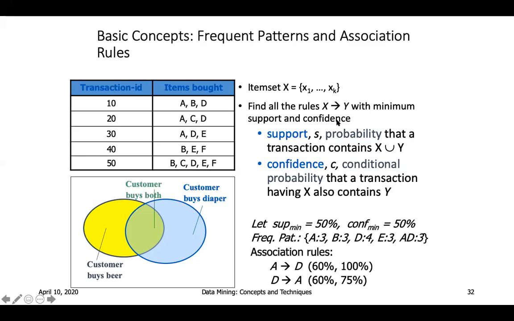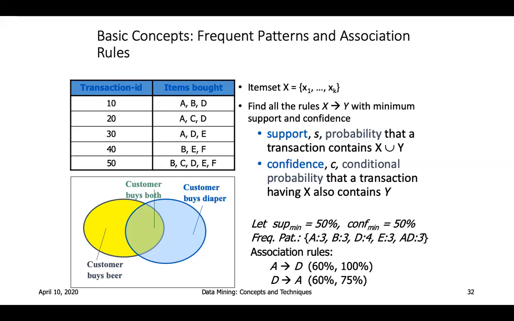So first of all, try to understand what exactly support is. You can make a note at your end. Support is denoted by S. It is the probability that a transaction contains X union Y. Then confidence, C. It is the conditional probability that a transaction having X also contains Y.